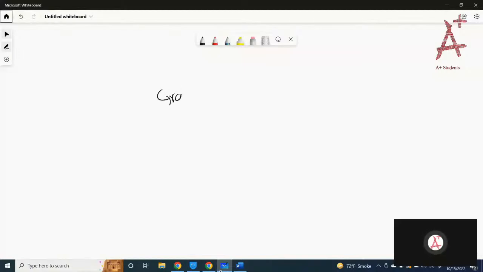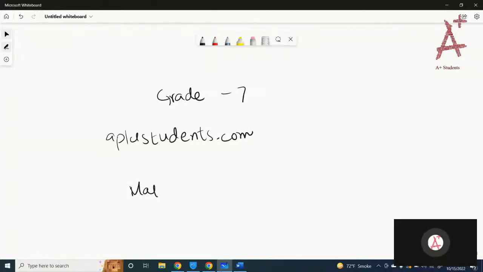So, you can find all the lessons on aplusstudents.com. You have to log in there using your email address and password as provided by the administrator. Then, you have to select math from the subject tab. Then, you have to scroll down to grade 7 maths. Then, click on view all lessons, and there you have to find chapter 4, that is operations with decimals.